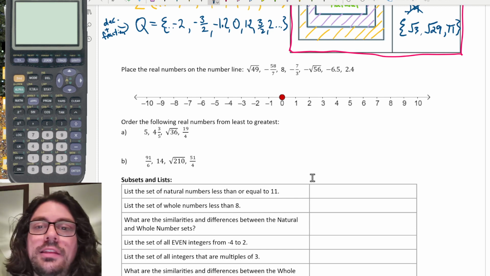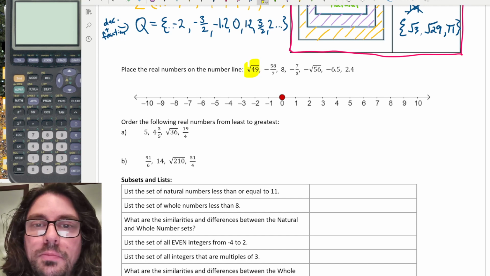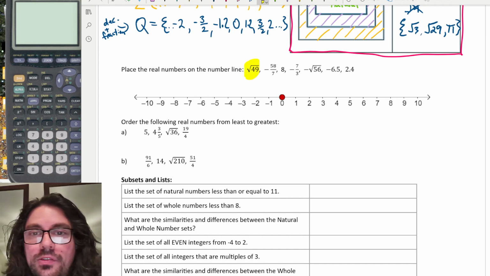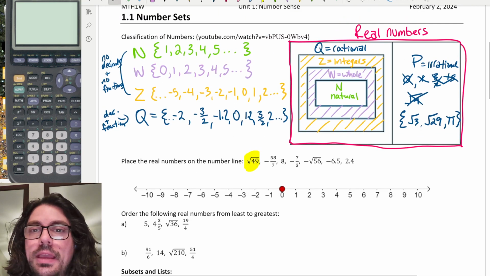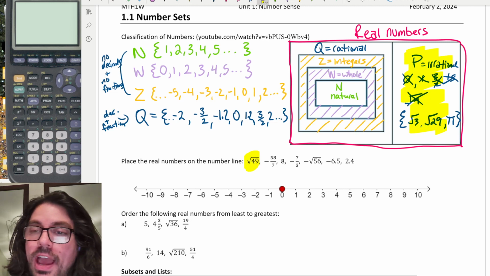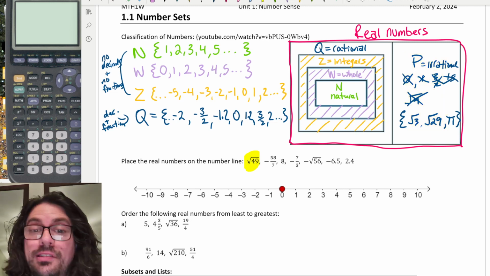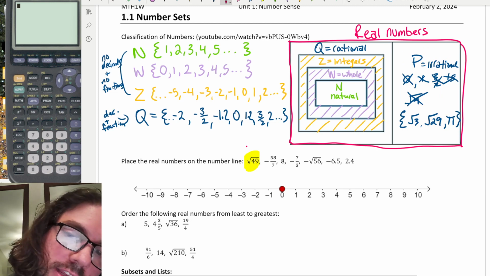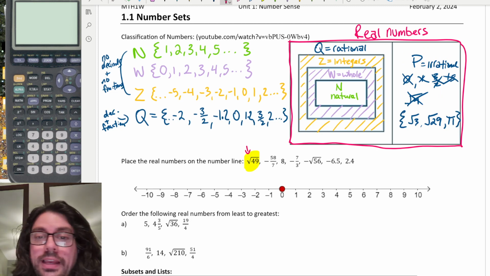So let's try putting these numbers on the number line. Let's start with the square root of 49. When we take the square root of a number, it might be an irrational number. We have to check. If it doesn't work out nicely, it could be irrational or not. So let's see if we can figure out what the square root of 49 equals.